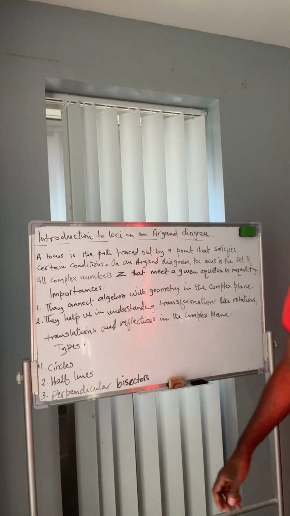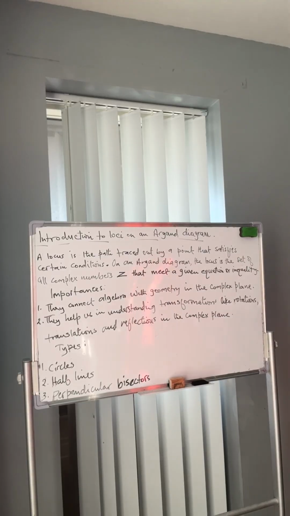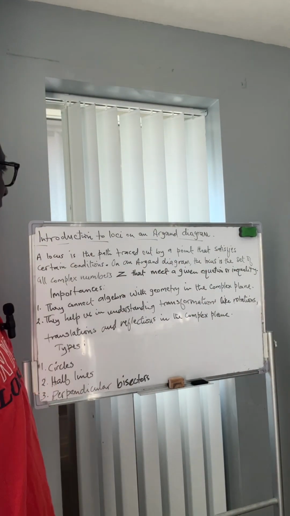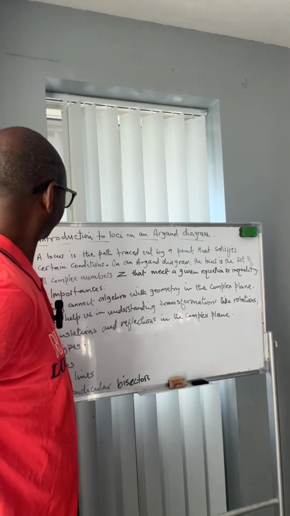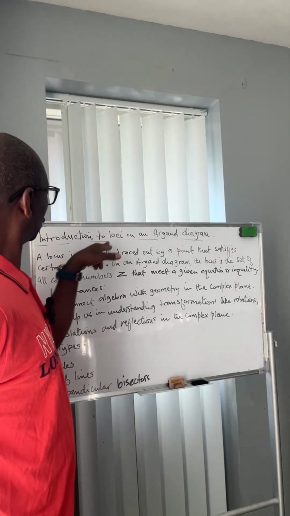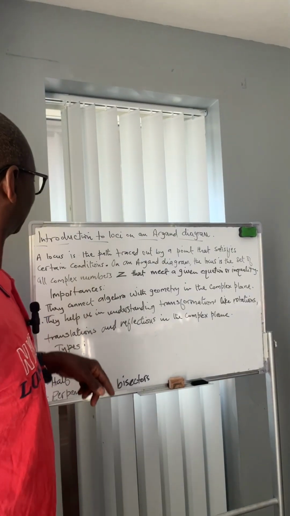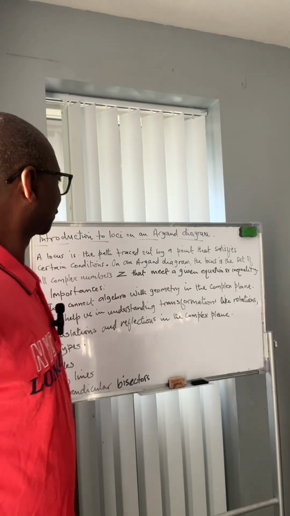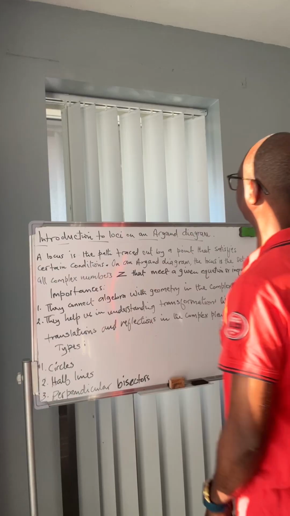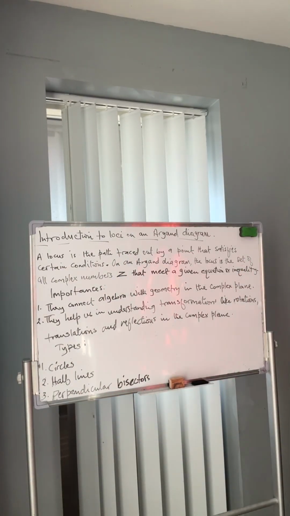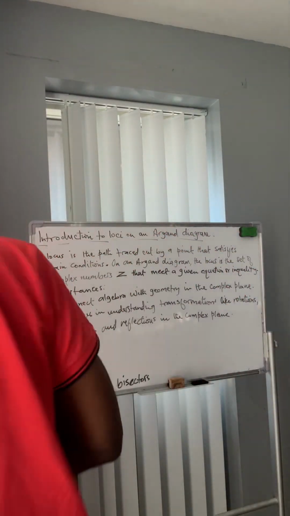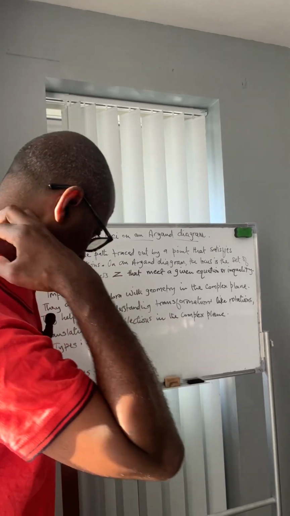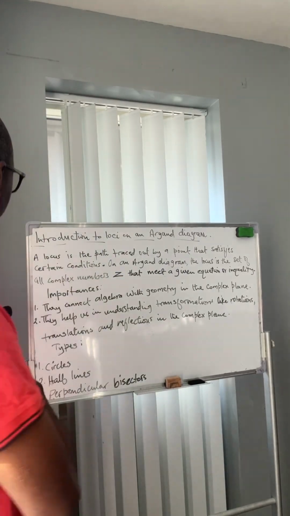We are looking at introduction to loci on an Argand diagram. Introduction to loci, some say loci, locus, more or less of point. So what is a locus? Something you must have come across, might not be new to you.